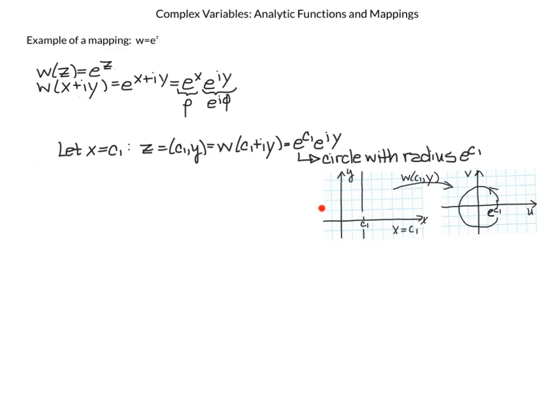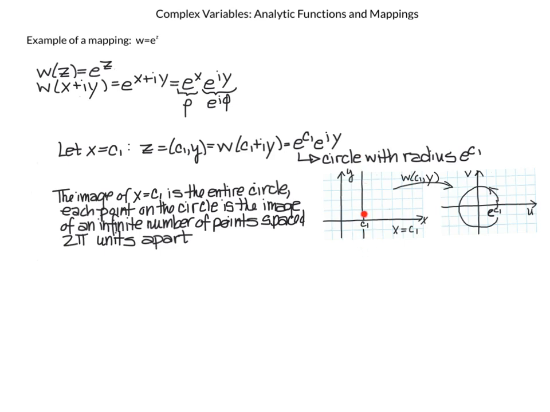I can draw this here. So in the xy plane, I have values of x that are equal to c1, and that's going to get mapped to the circle of radius e raised to the c1. One of the interesting things is, remember, this is an infinitely long line mapped on a circle. So you get the feeling this is going to map onto the circle several times. In other words, it's going to traverse or trace out the circle several times. In fact, the image of x equals c1 is the entire circle, and each point of the circle is the image of an infinite number of points spaced 2 pi units apart.